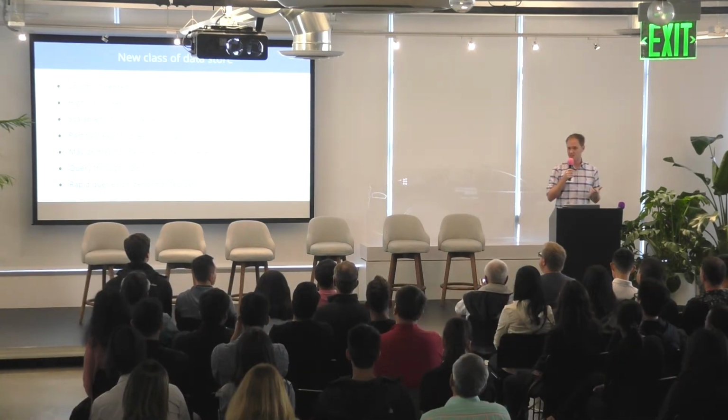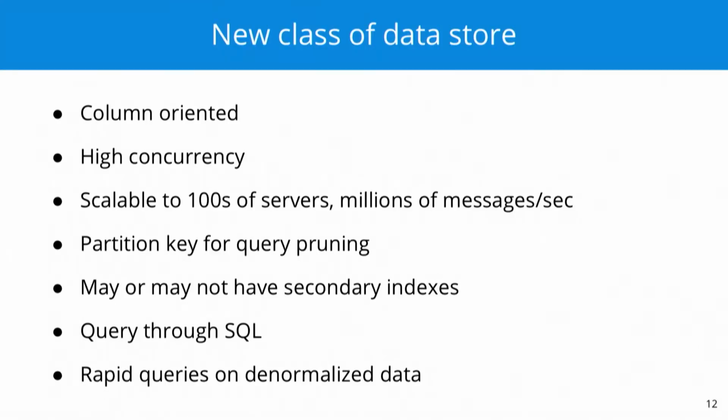May or may not have secondary indexes. So by a secondary index, I mean you have the primary index used for partitioning, and then you may have a secondary index underneath that. So once you find the right time partition, another index to find the right domain or user or whatever. Druid does do that. Druid uses compressed bitmaps for that. I'll talk about that in a later slide.